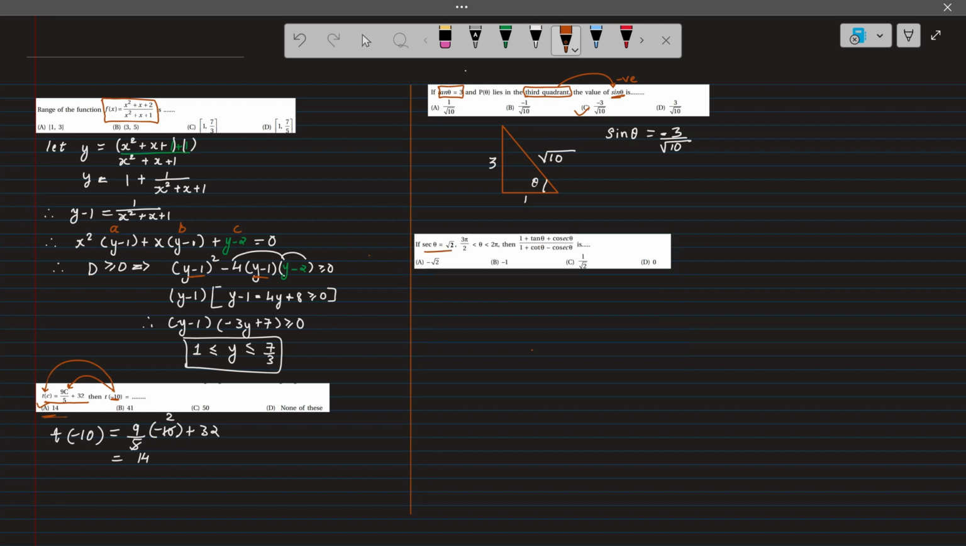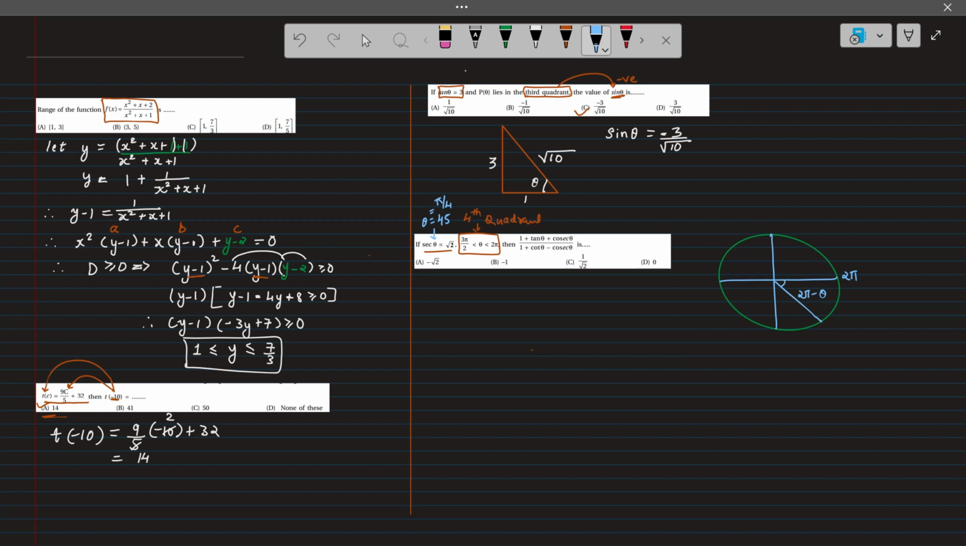If sec theta equals to root 2, and theta lies between 3 pi by 2 and 2 pi. 3 pi by 2 to 2 pi represents the fourth quadrant. Sec theta equals to root 2. Basically, sec theta equals to root 2 when theta is 45, or we can say it is pi by 4. Since it is in the fourth quadrant, what we can do is write it as 2 pi minus theta.